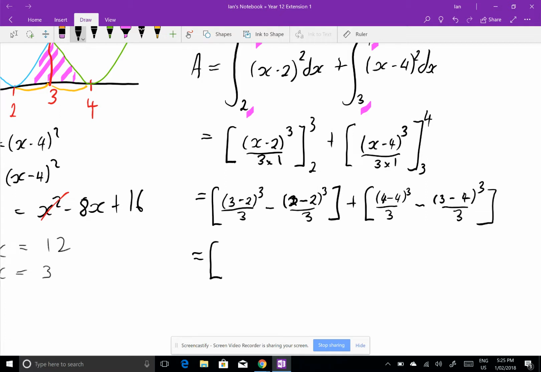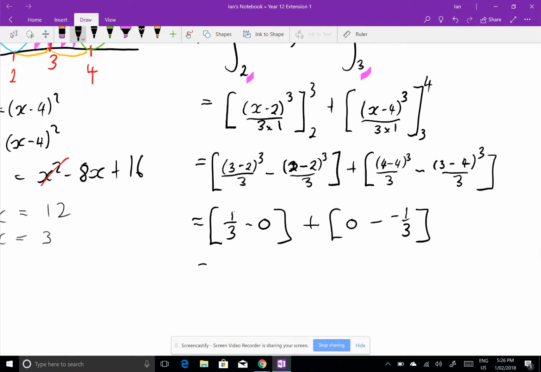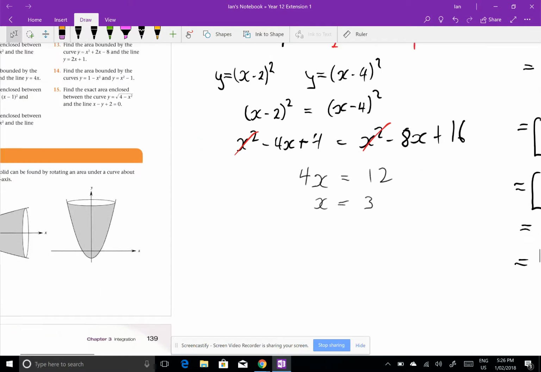Well, we get a third, because 3 minus 2 is 1, and 1 cubed is that, minus my 0. And over here, we get 0, because 4 minus 4 is 0, minus 1 cubed is minus a third, which gives me a third plus a third, which equals 2/3 units squared. And question, what is it? Question 10, 2/3. Beautiful. Let's have a look at the next one.